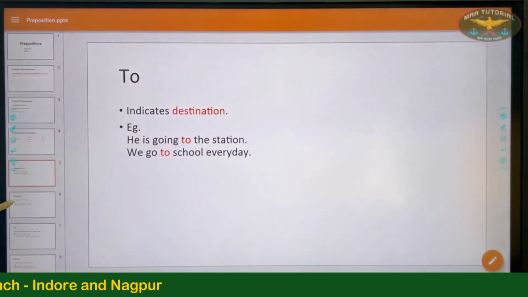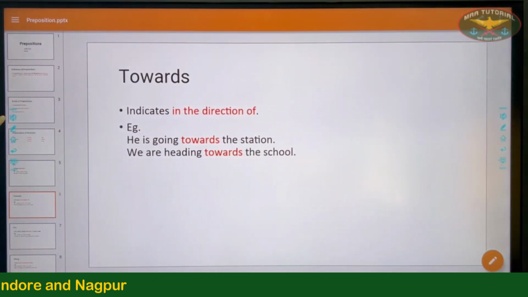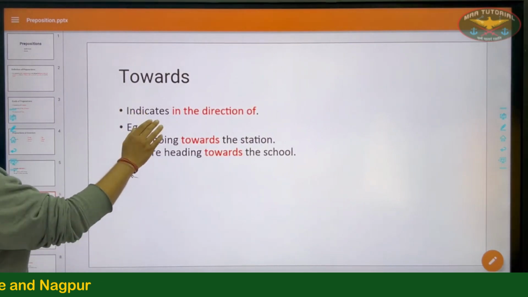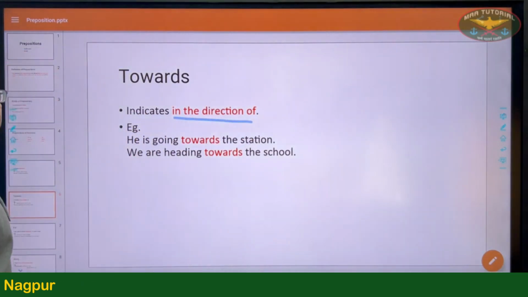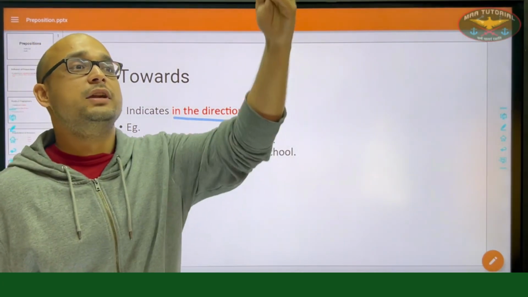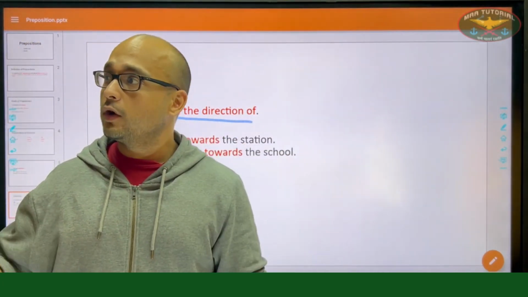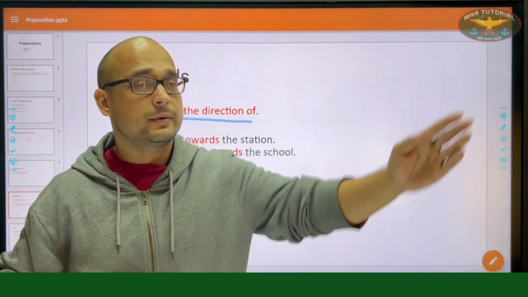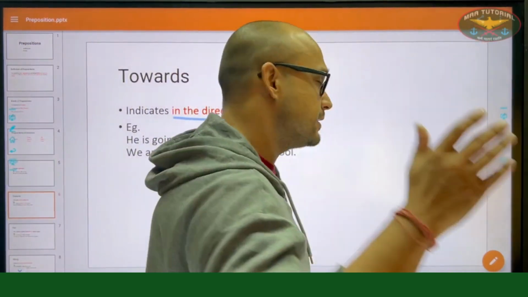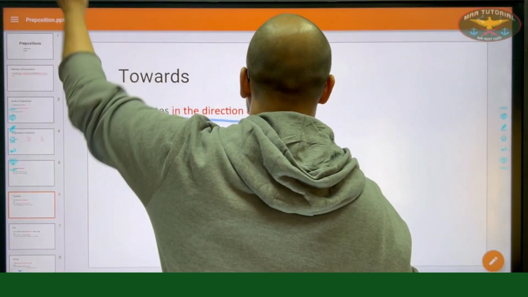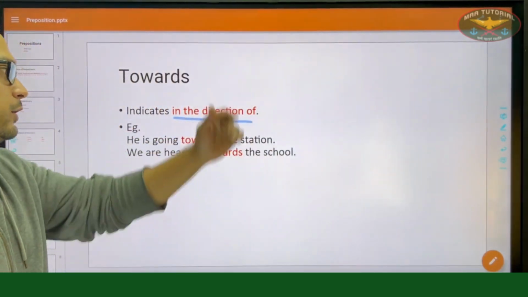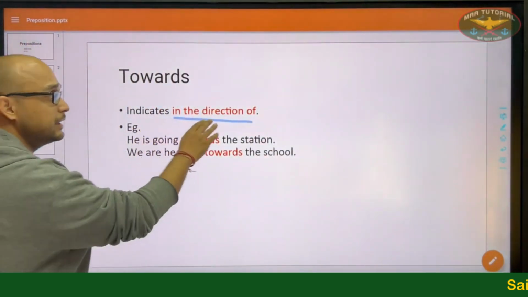Our next preposition of direction, towards. Now it indicates in the direction of. You are going towards something. If you are moving towards, this is not about the destination. This is about going in the direction of that place. We can either go towards our right or towards our left. So it indicates in the direction of.